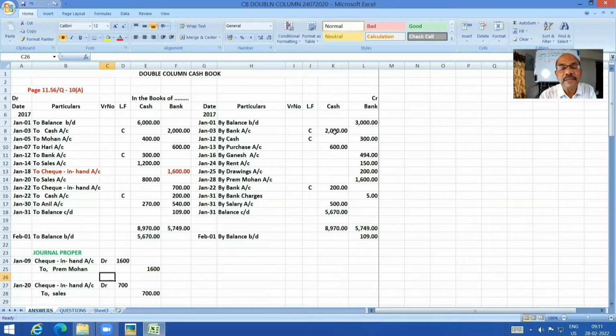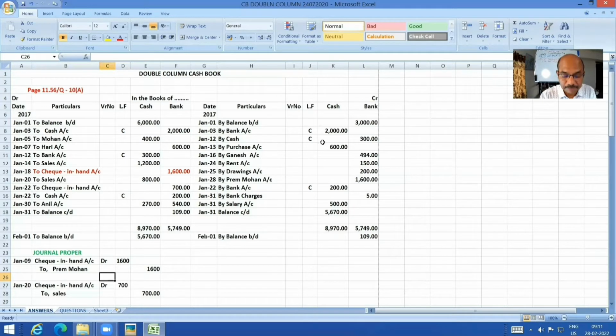Let's take this one, cash by bank. Bank to cash is what is written as cash by bank. X to Y is nothing but Y by X. Just keep it in mind. Account followed by 'to' is always a credit, and account followed by 'by' is always a debit. Okay, fine. Because these are easy tips for you, so that mistakes are avoided. Okay, fine. Then Prem Mohan check has been deposited.